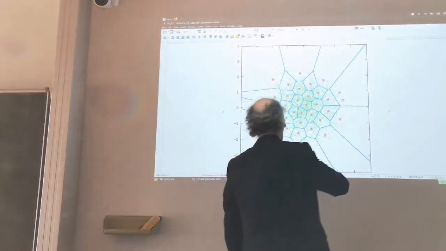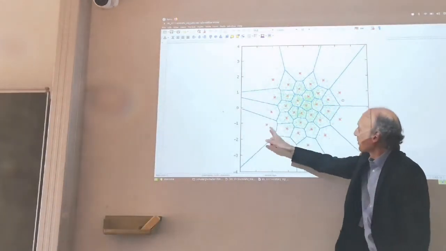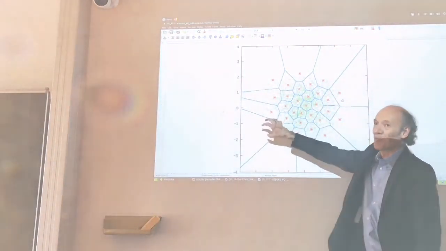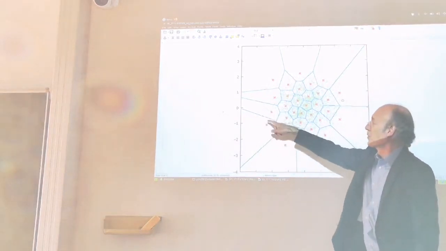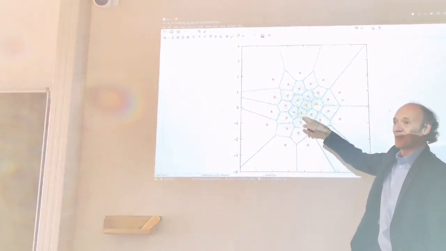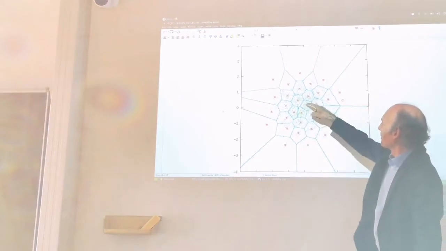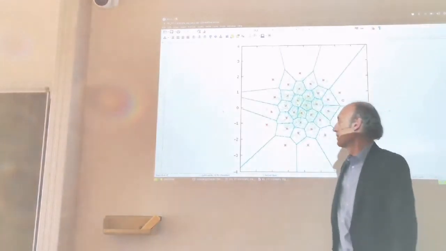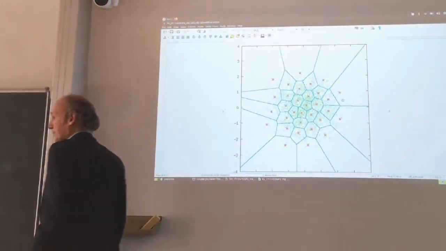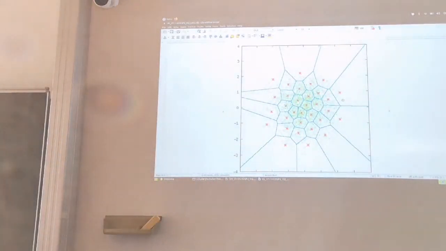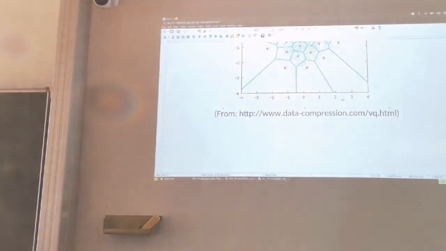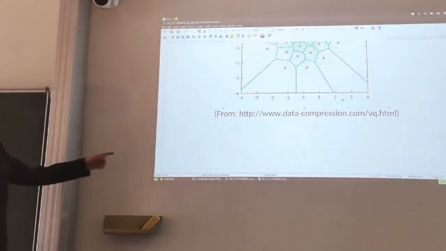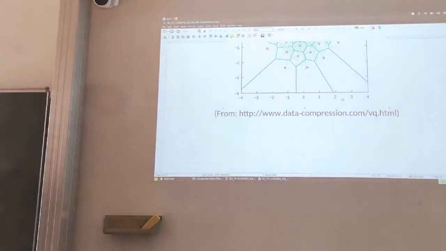So you can see that when you look at these green dots, then the red star is really like the centroid of those green dots in each region. So you can see it's like in the center of all those dots in each region. And the picture is on this page.